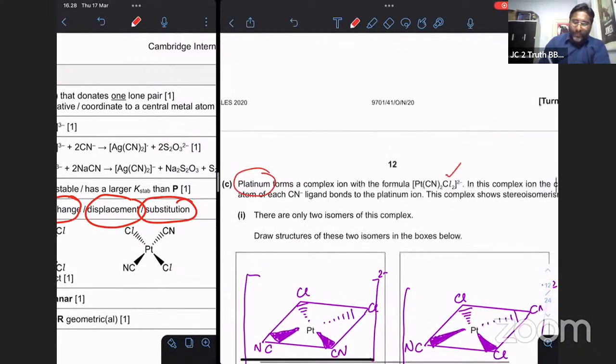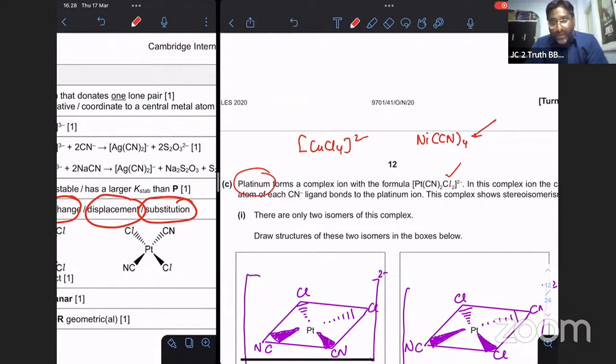Unless we are talking about CuCl4 2-, then they will always follow tetrahedral. If it is Ni(CN)4, this is going to follow square planar. Please take note of this. So it depends. CN is bigger, so they prefer to use square planar. Similarly with platinum, because there is CN, they are going to form square planar, not tetrahedral. Just take note of this.